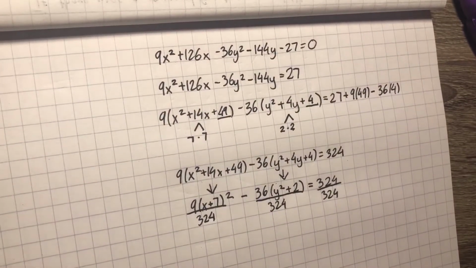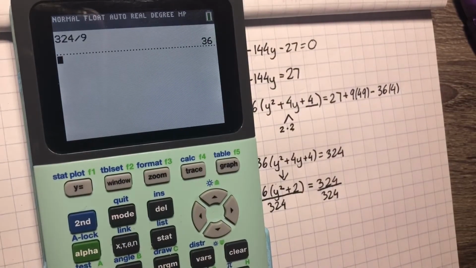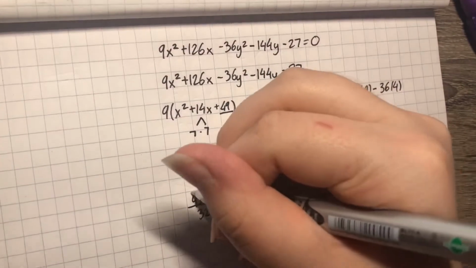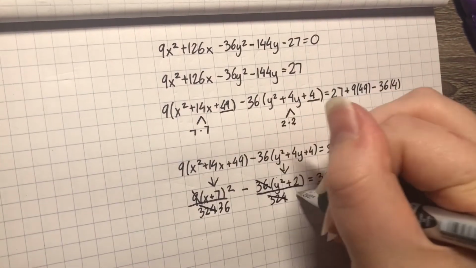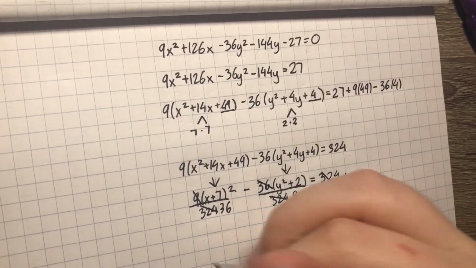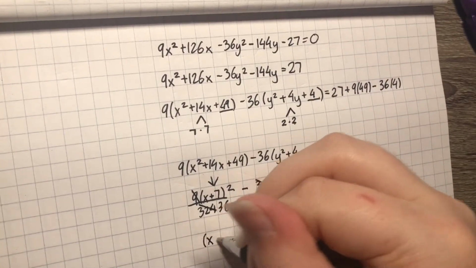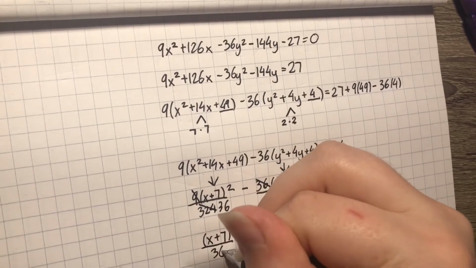So right here I'm just taking out my calculator to show how I divided, and as we see 9 and 36 both multiply to 324, so that makes it easier to just divide them. And then 324 over 324 is 1, which is what we need for the standard equation. And now I'm just rewriting the equation and putting it in standard form. We did it.